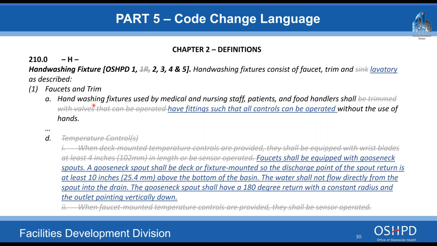And D down here, faucets shall be equipped with gooseneck spouts. A gooseneck spout should be deck or fixture mounted so the discharge point of the spout return is at least 10 inches above the bottom of the basin. Water should not flow directly from the spout into the drain. Gooseneck spout shall have 180 degree return with constant radius and the outlet pointing vertically down. Now, all these things are founded in infection control. That last statement, though, the 180 degree return, I do know that we'll have some fixtures proposed that are maybe 170 degree, and we'll look at those. We'll try to be as flexible as we can because there's a lot of fixtures like that. The 10 inch requirement, 10 inches above bottom of the basin, I did an analysis of all the equipment out there that's being sold and offered, and that does not adversely affect the market in any way. So we'll go to the next slide, please.